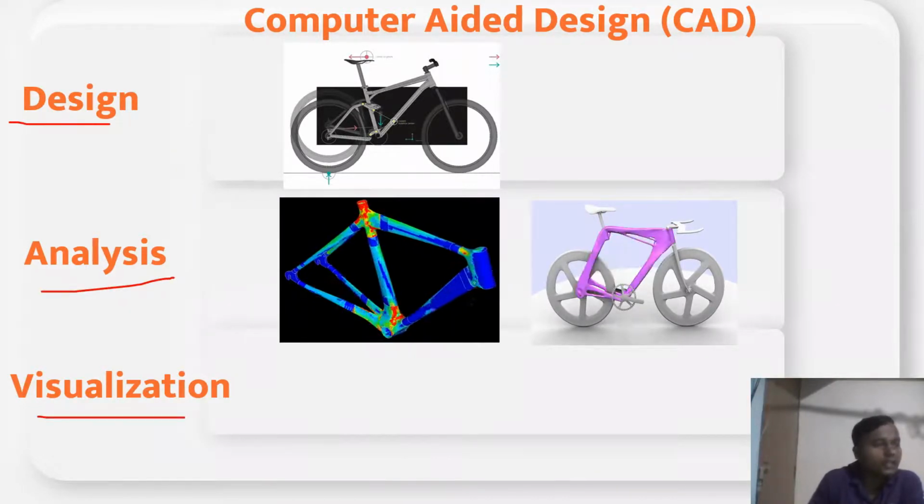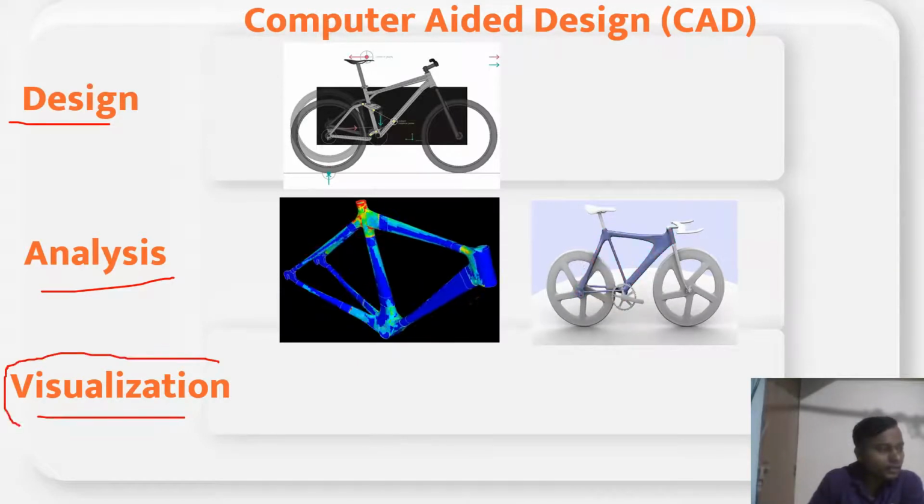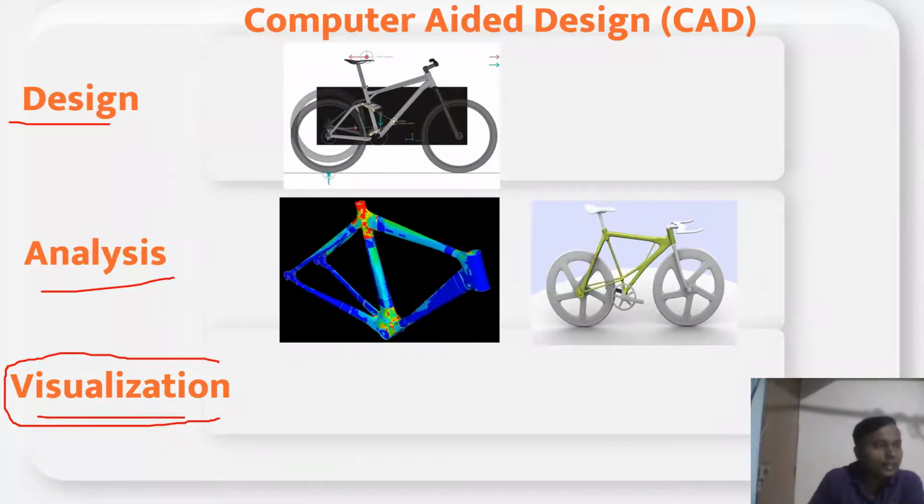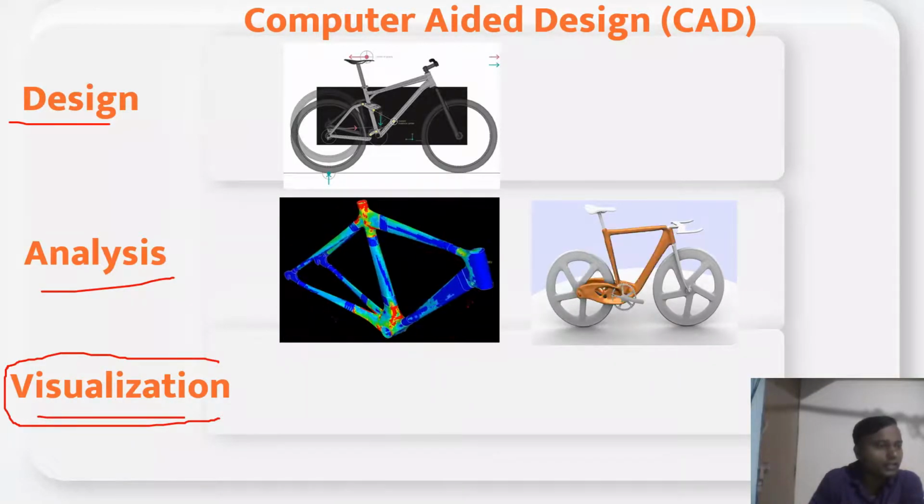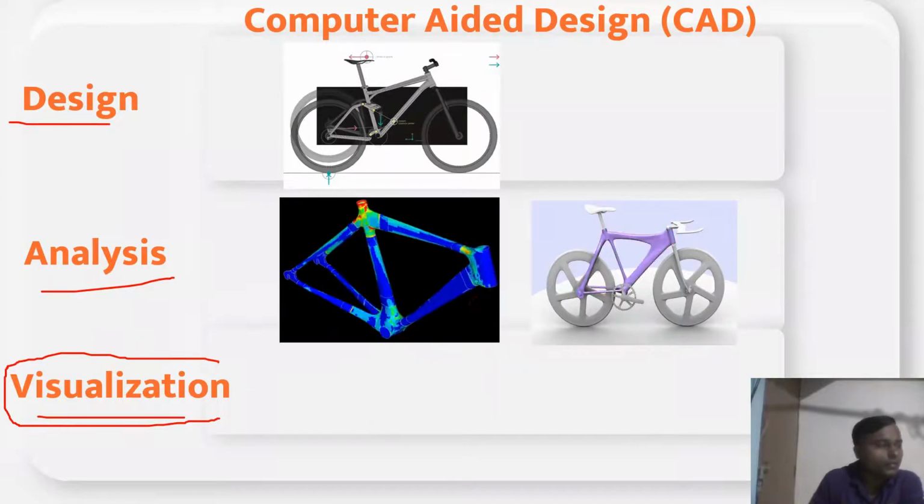Why are we using CAD software? Because one of the basic purposes of any CAD model is visualization. Here you can see where the maximum stresses are induced and where the minimum stresses are induced. It is called visualization. We can see any model, any visualization in the body.